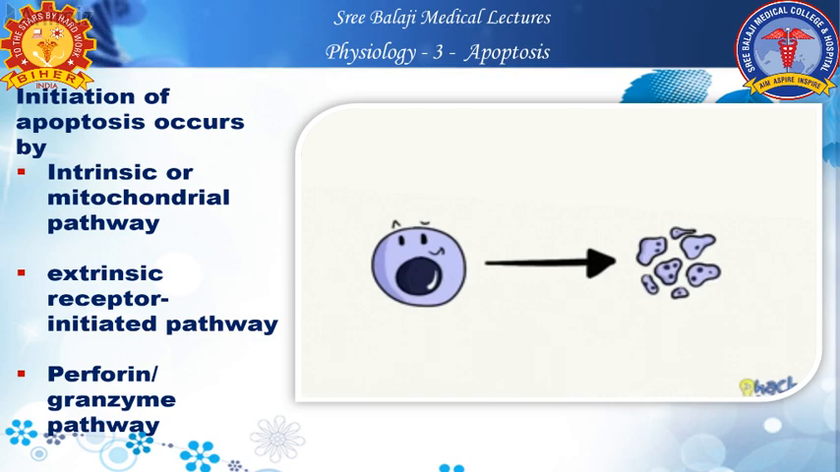Depending upon the etiological factors, apoptosis can be initiated by means of the intrinsic or mitochondrial pathway, the extrinsic receptor-initiated pathway, or it can opt for the perforin granzyme pathway.